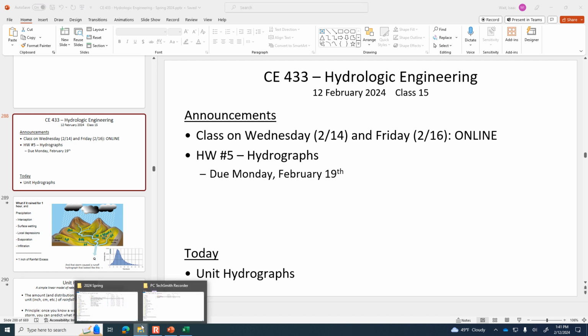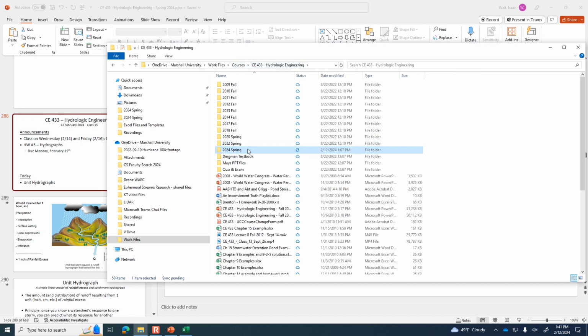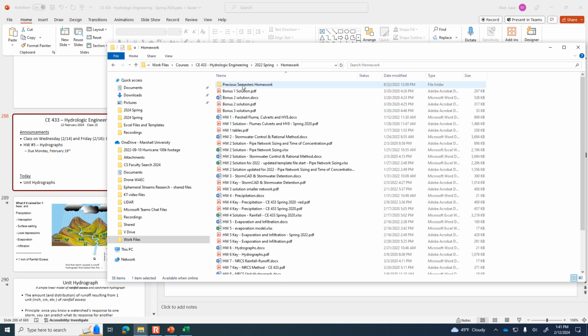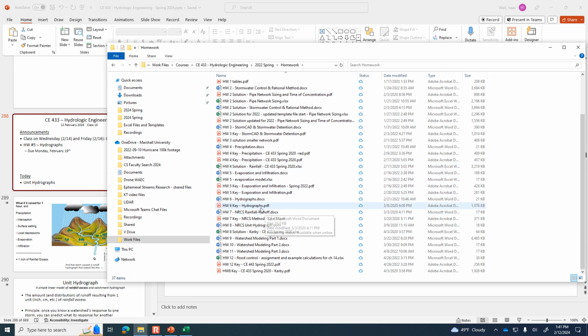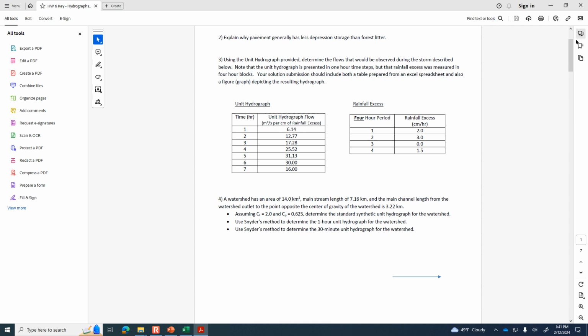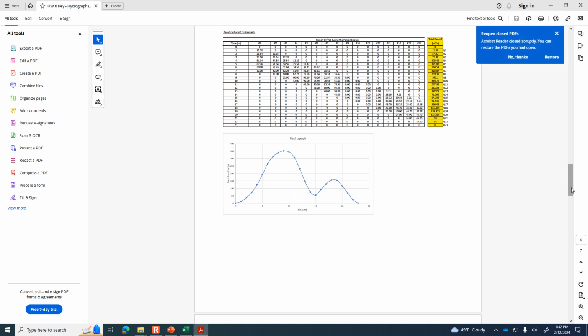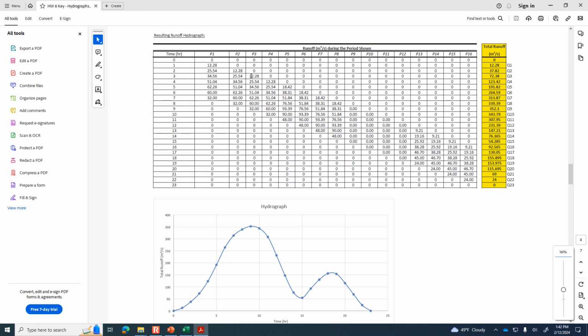So let me just be naughty and show you the solution, because this has been an issue enough times that I think just a quick glance at the solution would be justified. All right. I think this is the one, yeah. It's 4-hour time blocks, so you're going to actually have 16 columns because the rainfall amount is constant during P1, P2, P3, and P4. It's the same amount of intensity during that entire time period, but you're going to be lagged and offset by an hour with each column.